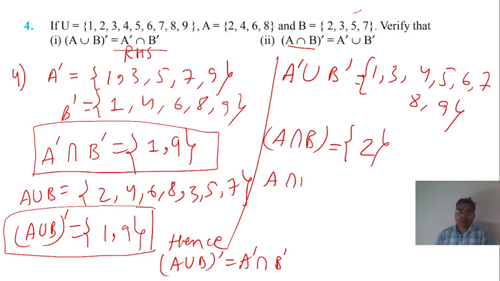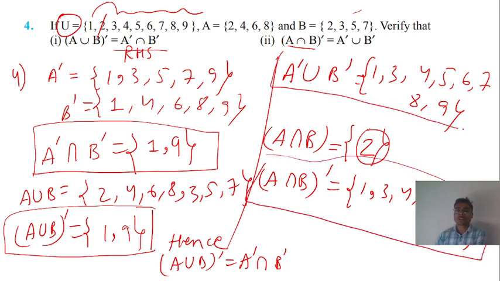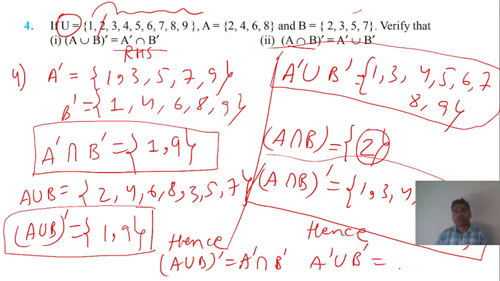Now we will have to find A intersection B whole complement. Whole complement means removing all the elements of A intersection B from the universal set. So removing 2, all these elements are in its complement set: 1, 3, 4, 5, 6, 7, 8 and 9. Again we can see that this set is equal to this set. So we can write: hence A intersection A dash union B dash is equal to A intersection B whole dash.